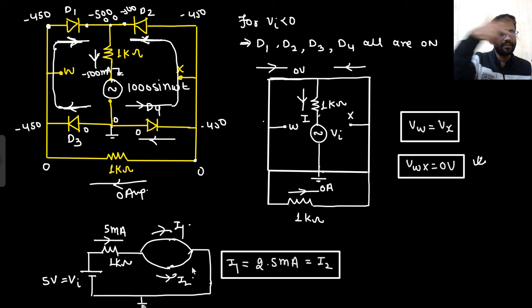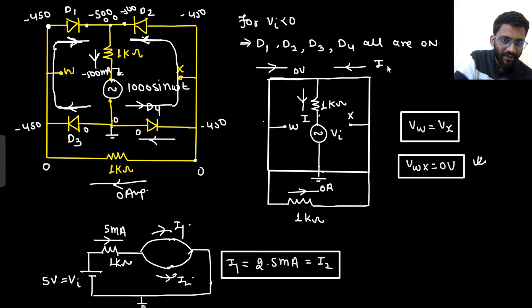The same current I is flowing here, I by 2 and here I by 2. So if they had asked you the diode current at a particular voltage, then you would have replied that the current will be half, not the complete. So this was the complete analysis of the question.